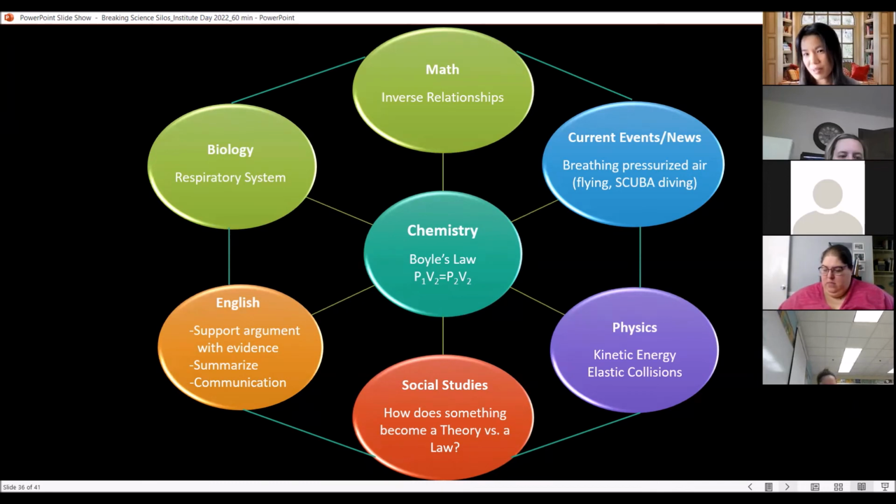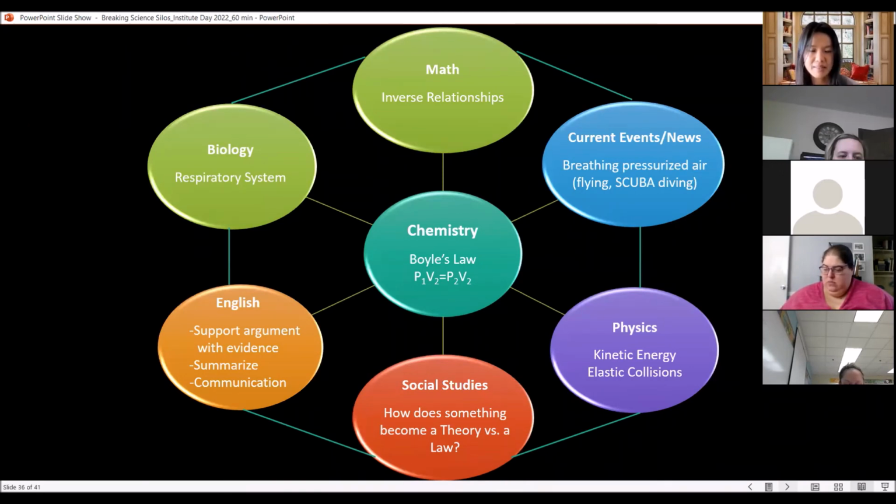If you wanted to pull up current events or news articles, anything that has to do with breathing pressurized air or just breathing in general would be a good segue to talk about Boyle's law. If you want to talk about physics, kinetic energy, elastic collisions. Social studies, one area, if you wanted to look at this, since it's called Boyle's law, you can look at how does something become a theory versus a law.